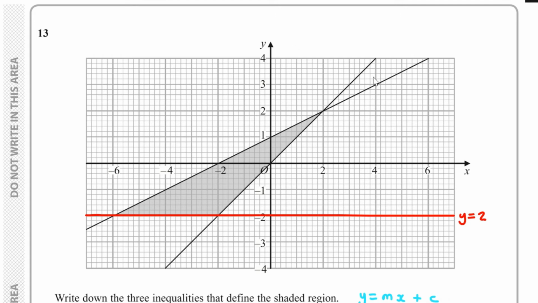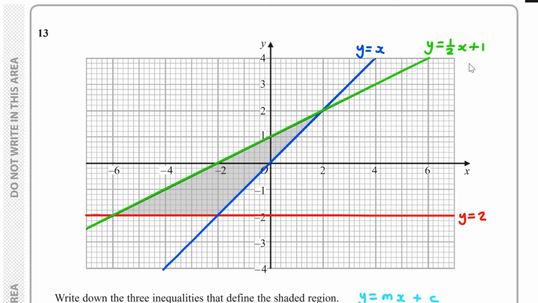This line over here, if I draw over it, well, it goes through the origin. It has a gradient of 1, so this line here is y equals x. And if we take a look at this line over here, we've got a gradient of 1/2 because we go 2 across and 1 up. So we've got y equals 1/2 x, and then it crosses the y-axis at the point 1. So this line here has equation y equals 1/2 x plus 1.